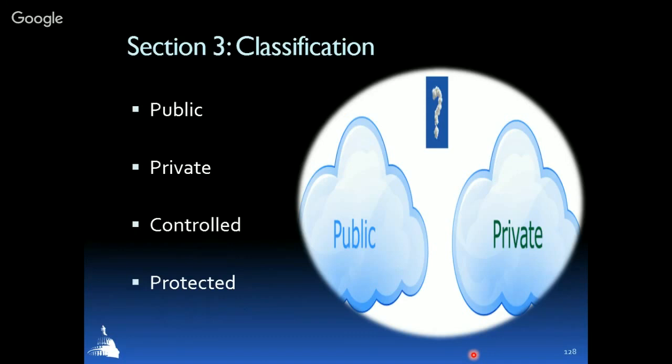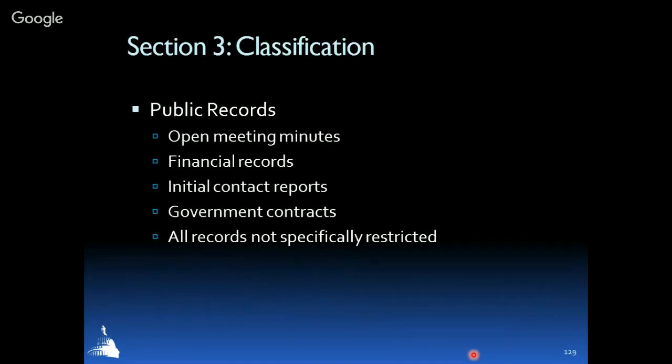Okay, so Section 3 is classifications. We have public, private, controlled, and protected. What is important to take away from this is that records are either public and available for everyone to inspect and copy, or records are private, controlled, protected under GRAMA, and disclosure is restricted, or access is governed by a court rule, another state statute, federal statute, or federal regulation. And this section goes over all of that.